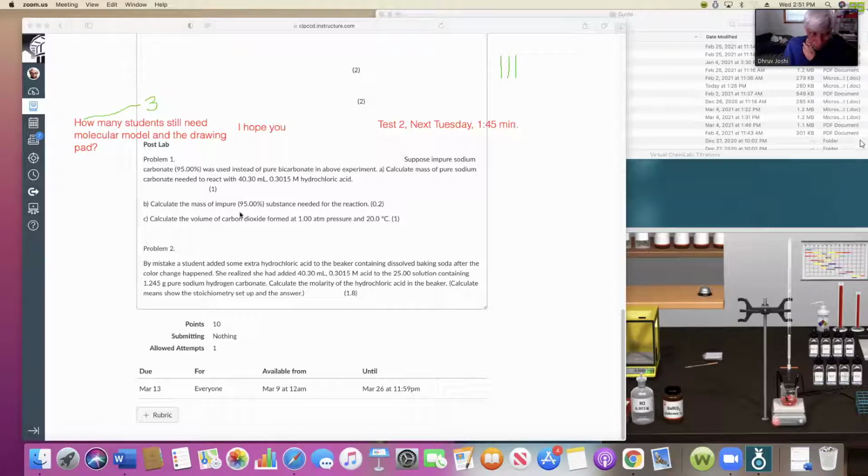So let's go to these problems here. Post-lab problem number 1. Suppose impure sodium carbonate, not sodium hydrogen carbonate, but sodium carbonate, 95% pure, was used instead of pure bicarbonate in the above experiment. A. Calculate the mass of pure sodium carbonate needed to react with 40.30 milliliters of hydrochloric acid.